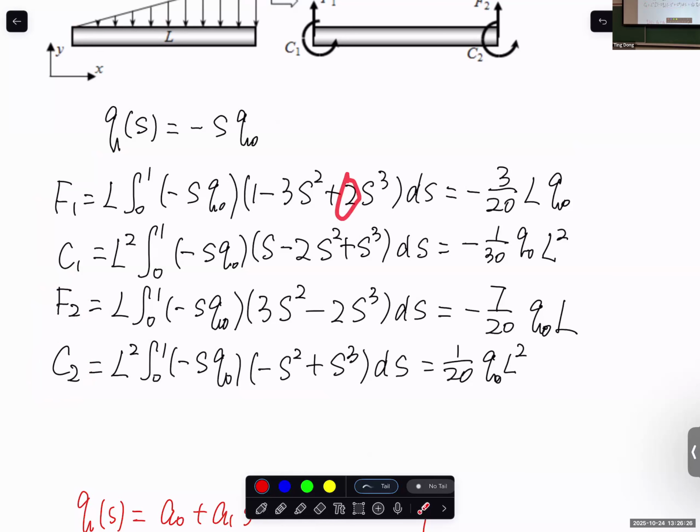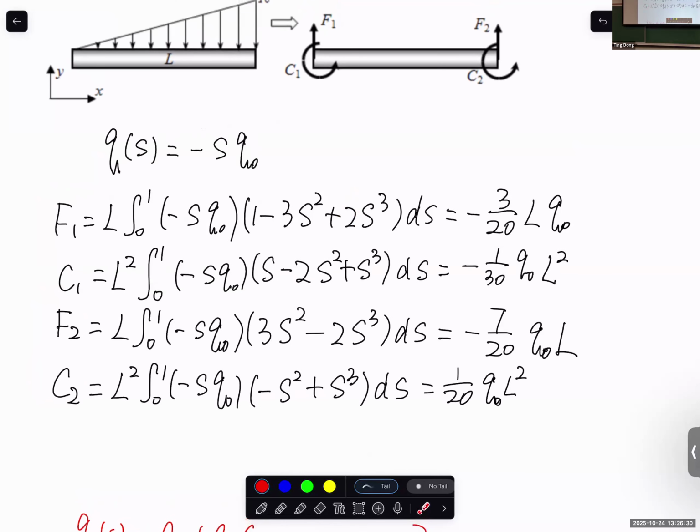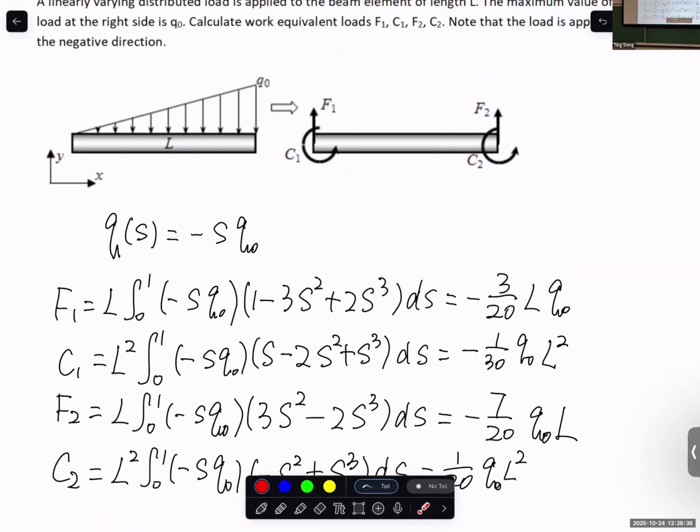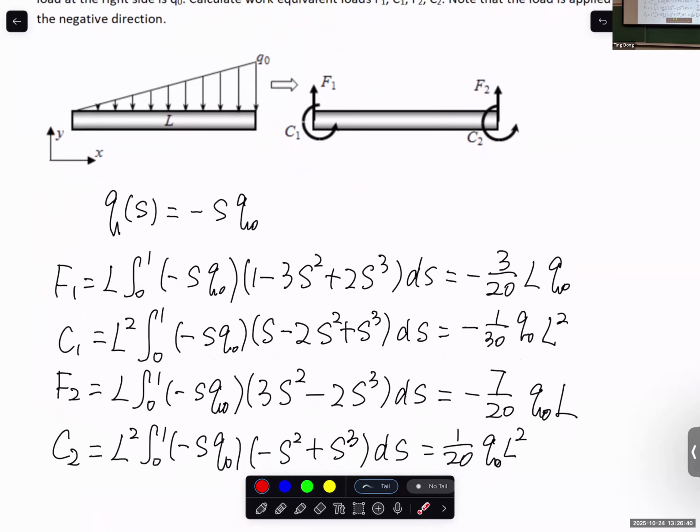I guess we use this one here, but it's okay. I will talk to the TA. If somehow you guys use the 3, we'll not give you any penalty. So this is finding the equivalent of the force. Any question for this example, for this homework problem?